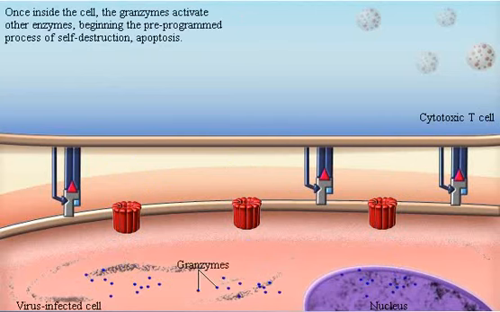Once inside the cell, the granzymes activate certain other enzymes, beginning the pre-programmed process of self-destruction that is apoptosis. Click a granzyme to trigger apoptosis.